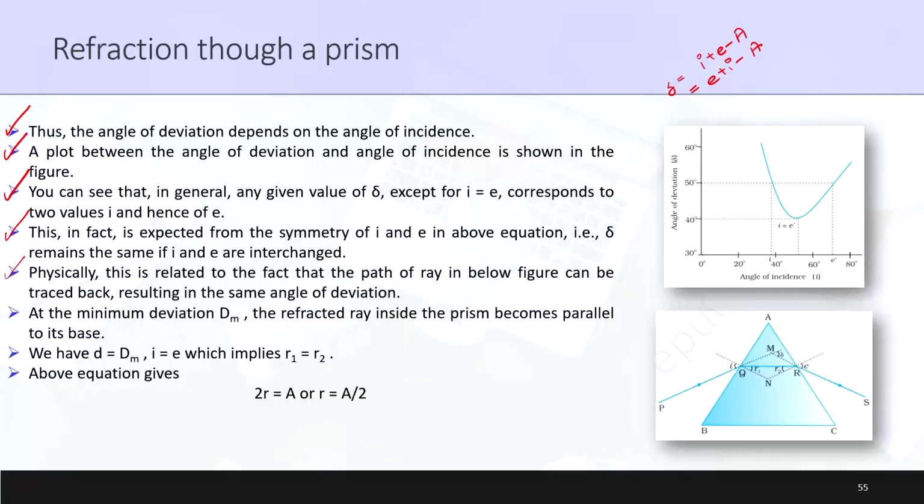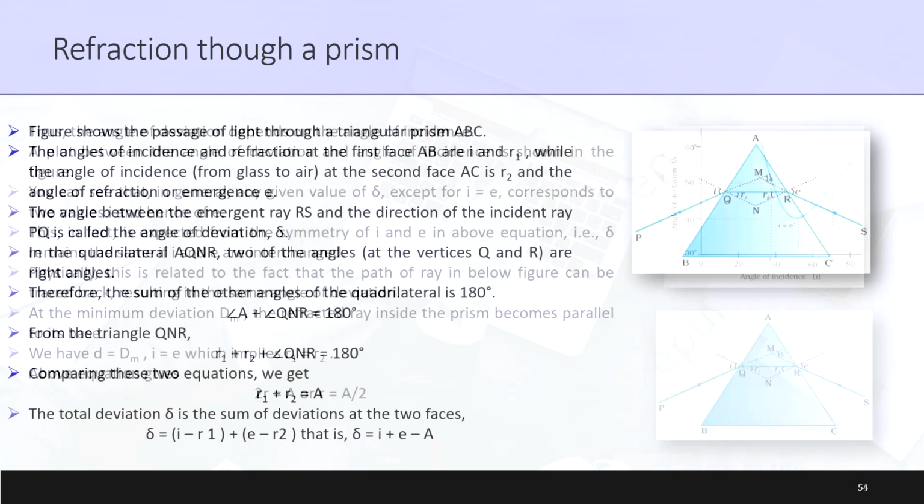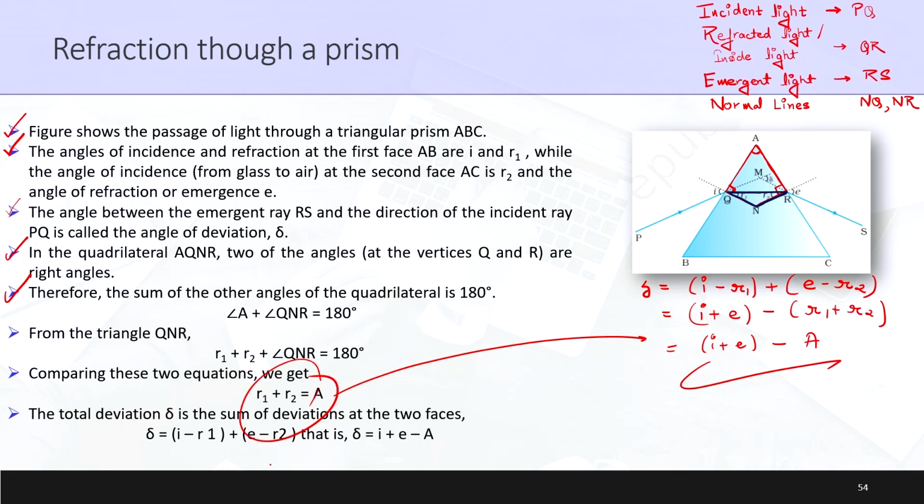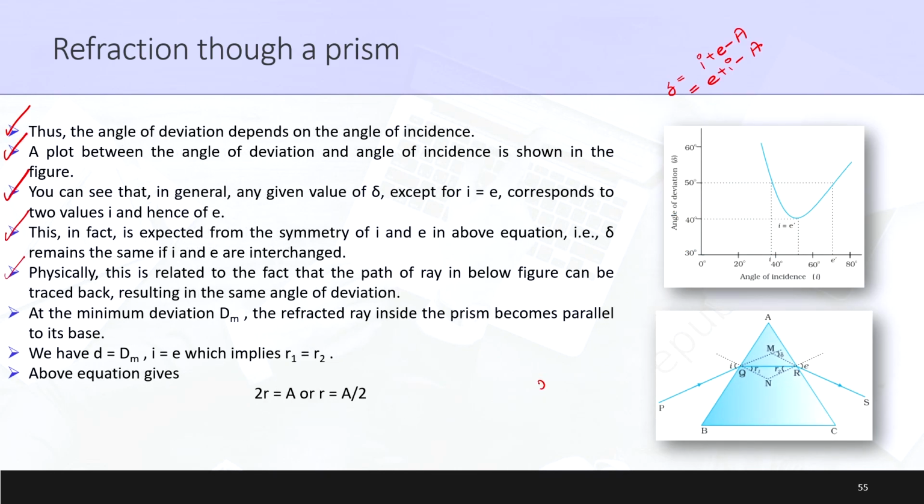So, at the only condition when the minimum deviation is happening, at that location, first of all I is equal to E and second is R1 is equal to R2. Therefore, just using the formulation from the previous equation, we have R1 plus R2 is equal to A. So, basically R1 plus R2 is equal to A. Therefore, 2R1, or we can just write it as 2R, is equal to A. Therefore, we will get R is equal to A by 2. So, basically the angle of refraction would be nothing but half of the angle of the prism.